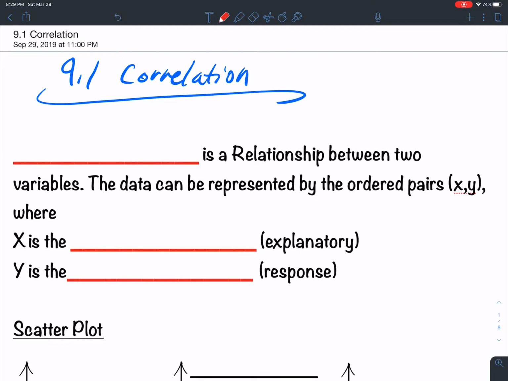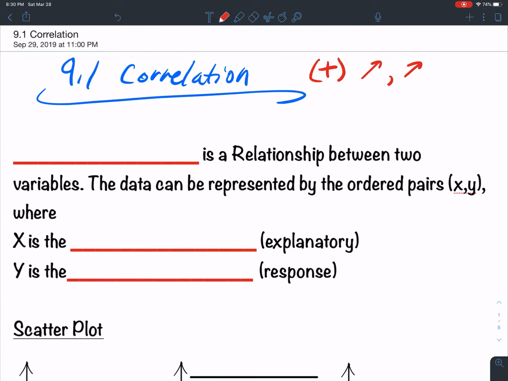All right. 9.1, Chapter 9, Correlation. So, what type of relationship exists between two different variables? You could have a positive relationship, meaning as one variable increases, the other variable increases.